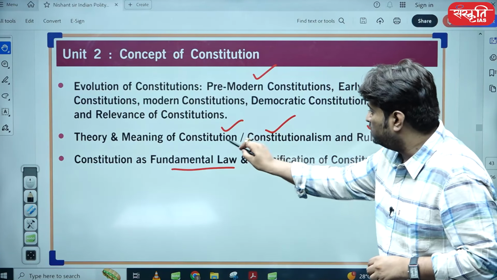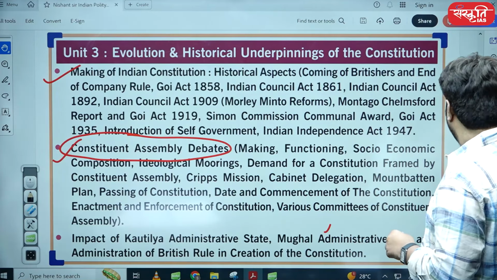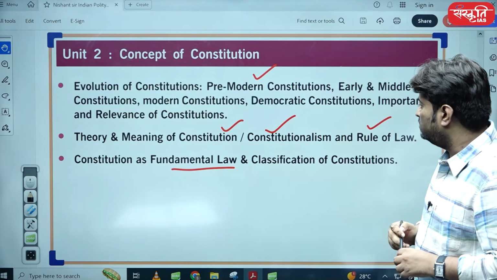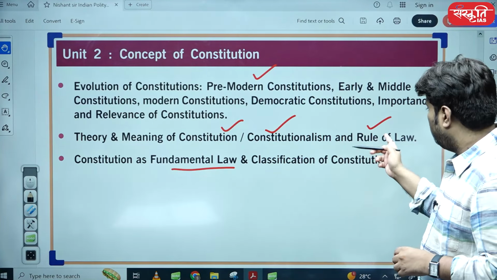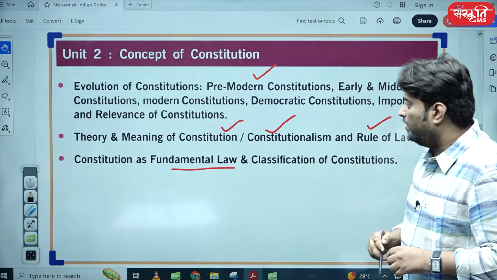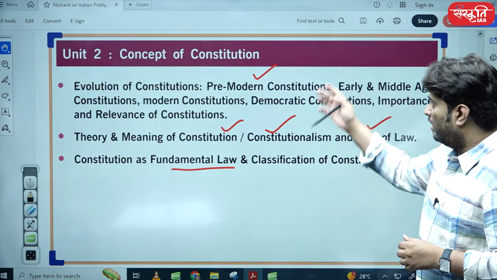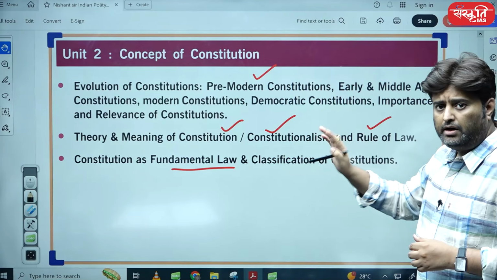I've shared with you this concept: theory and meaning of constitution, constitutionalism, rule of law, and classification of constitution as fundamental law. Rest all stuff needs to be completed in today's session.